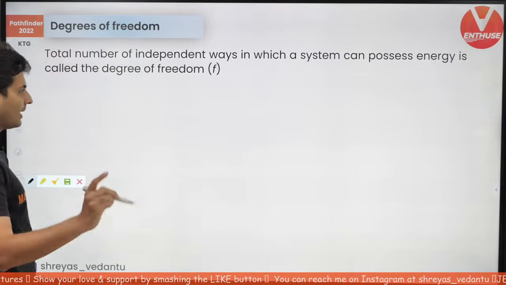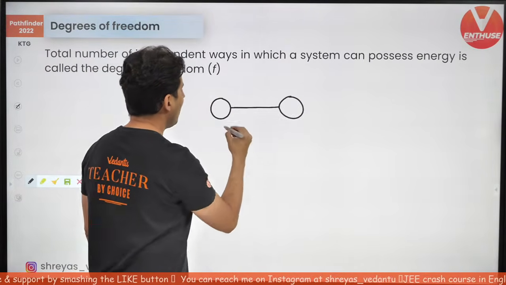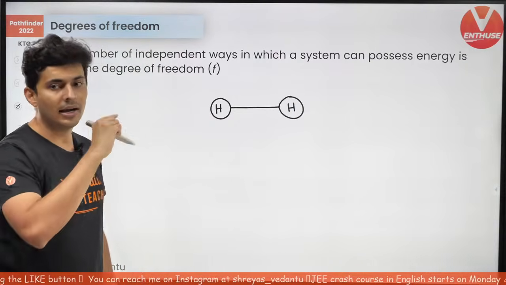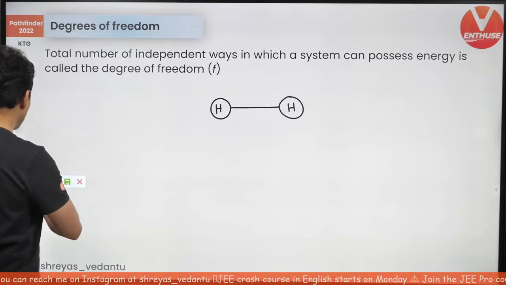Similarly, let's see if we can understand this. Imagine you have a hydrogen molecule. Hydrogen molecule is a diatomic molecule.